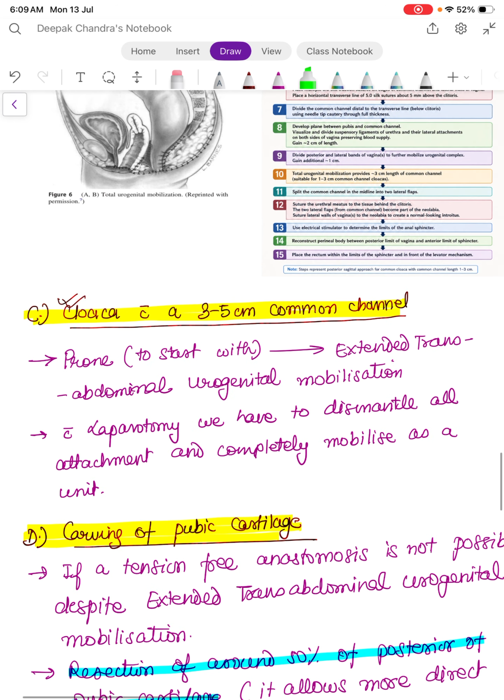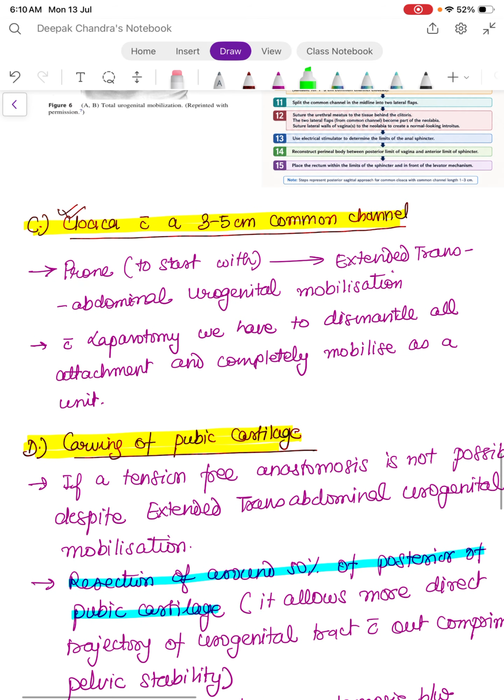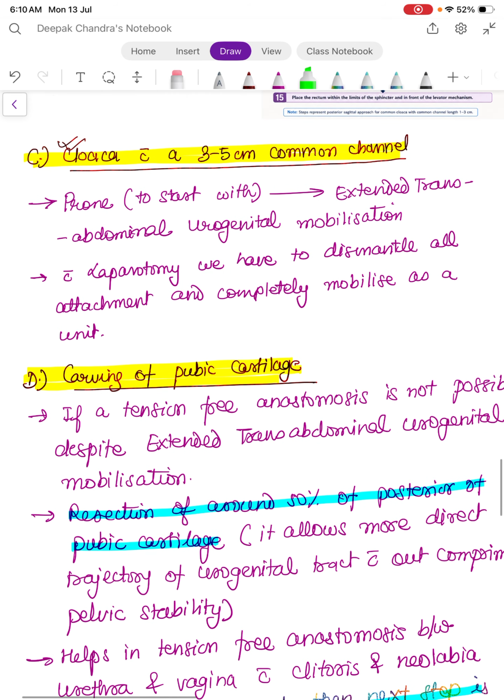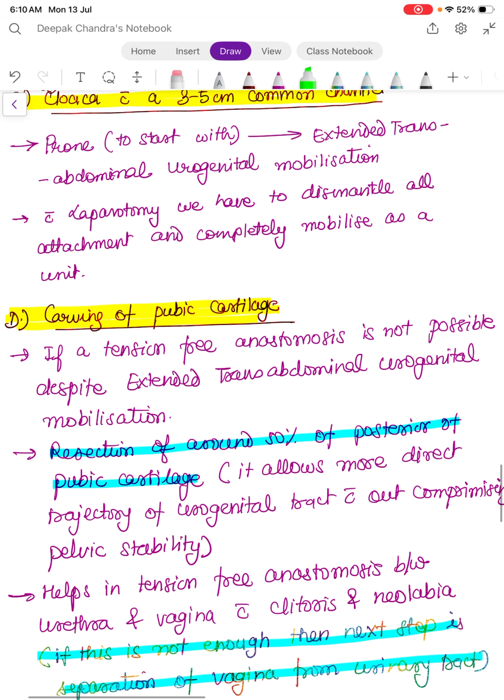One has to do a similar procedure: prone position, start with the posterior sagittal approach, and after this rectal mobilization, one has to do extended transabdominal urogenital mobilization. That means laparotomy is required. With laparotomy we have to dismantle all the attachments and completely mobilize it as a unit. Even after all these maneuvers, if one is not able to mobilize the urogenital sinus, then there is a need for carving of the pubic cartilage.